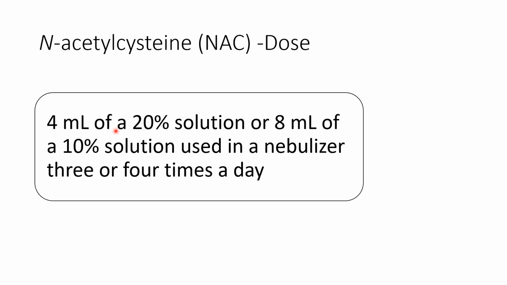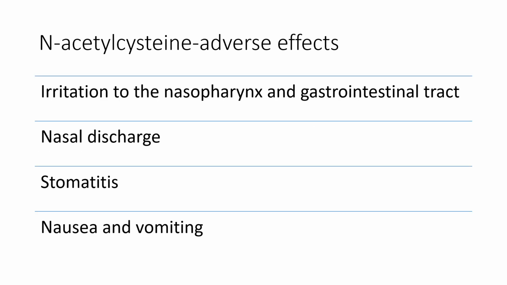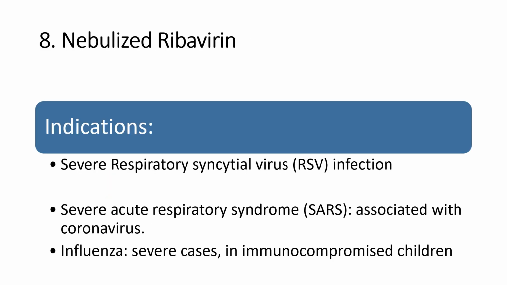What is the dose? 4 ml of 20% solution or 8 ml of 10% solution can be used in the nebulizer 3 to 4 times in a day whenever the patient is having cystic fibrosis and in other indications. What are the side effects? Irritation to the nasopharynx, GIT, nasal discharge, stomatitis, nausea, vomiting can occur.